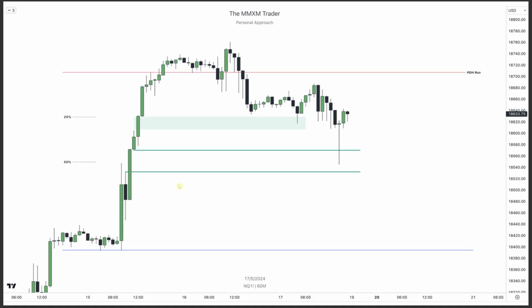So if I mark out those fair value gaps over here, we can see price reacting on that fair value gap and retracing back up, and then finishing off the move, completing that model, right? That 50% level fair value gap on the 1 hour.